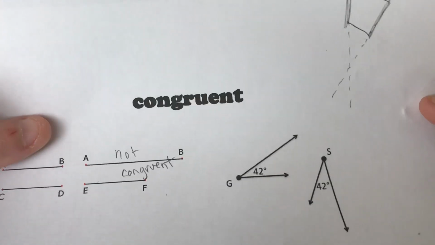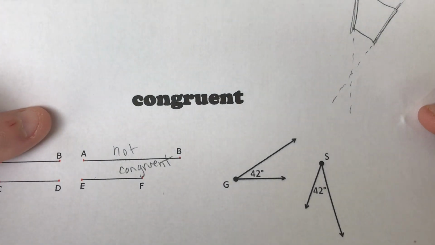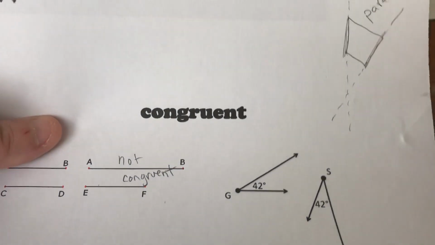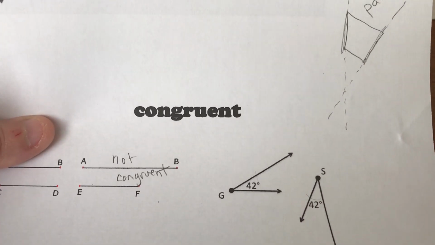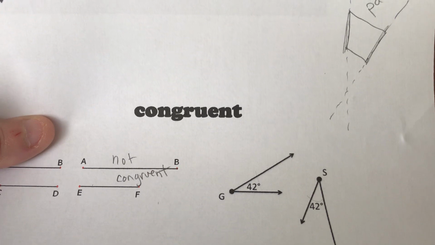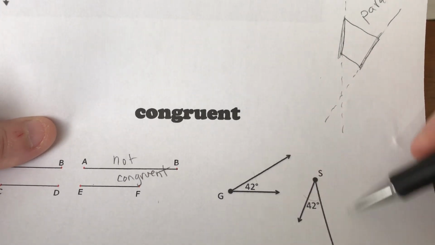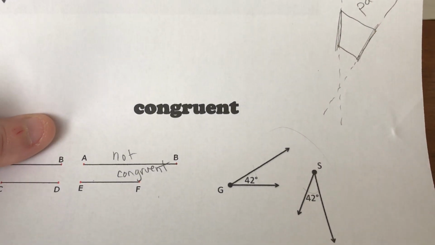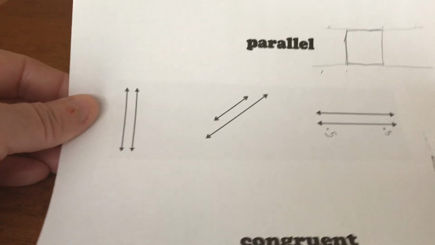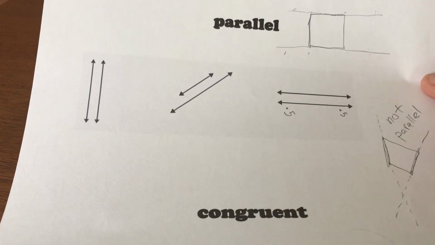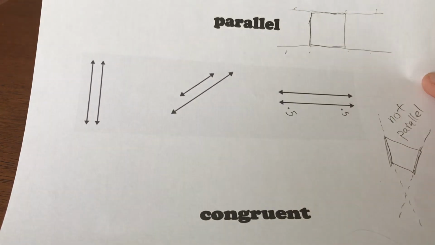Angles can also be congruent. So here I have two angles that have a measure of 42 degrees, and here. Those are acute angles because they are less than 90 degrees. But since they measure exactly the same, these are congruent, or the same. Okay? So congruent and parallel are two terms that you're going to need to know. I think this will be Tuesday's assignment where you're going to need to know those two terms.